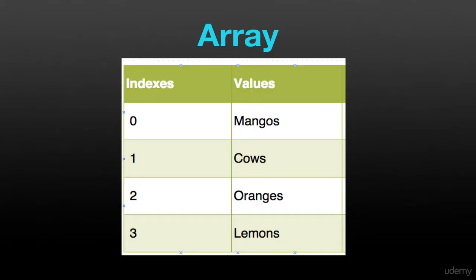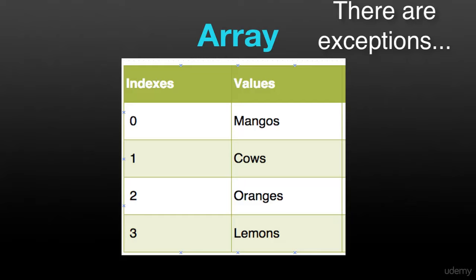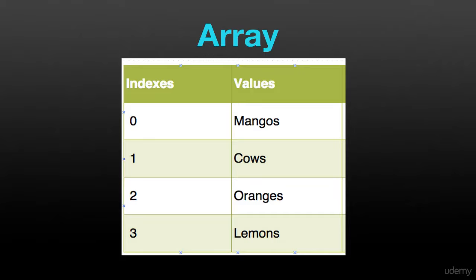As you can see here, our index starts with 0. In programming languages, indexes usually start at 0. So index 0 in this case, we have value mangoes. Index 1, we have cows. Index 2, we have oranges. 3, lemons. So that's how an array is structured internally. Well, let's go ahead and take a look in code at how to create our arrays. All right, let's get to it.